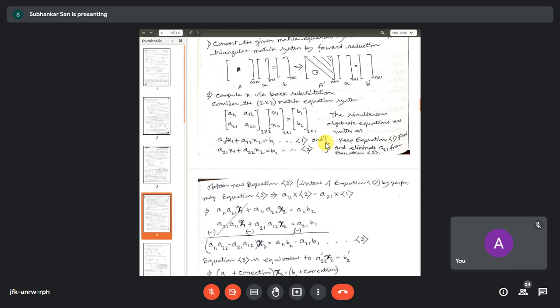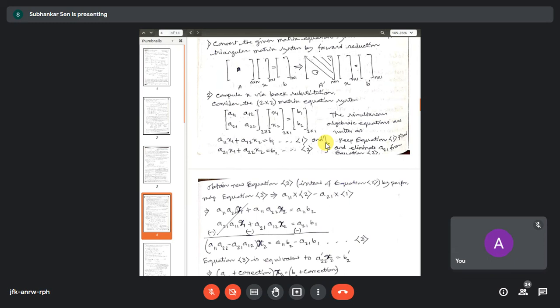If we want to remove this term from the second equation, then this second equation is multiplied with the coefficient of the diagonal term in the first equation. A11 is the coefficient of the diagonal term in the first equation, so with A11 we are multiplying equation 2. A21 is used for equation 1 for multiplication, and then we subtract this modified first equation from the modified second equation. That is what we are doing here.